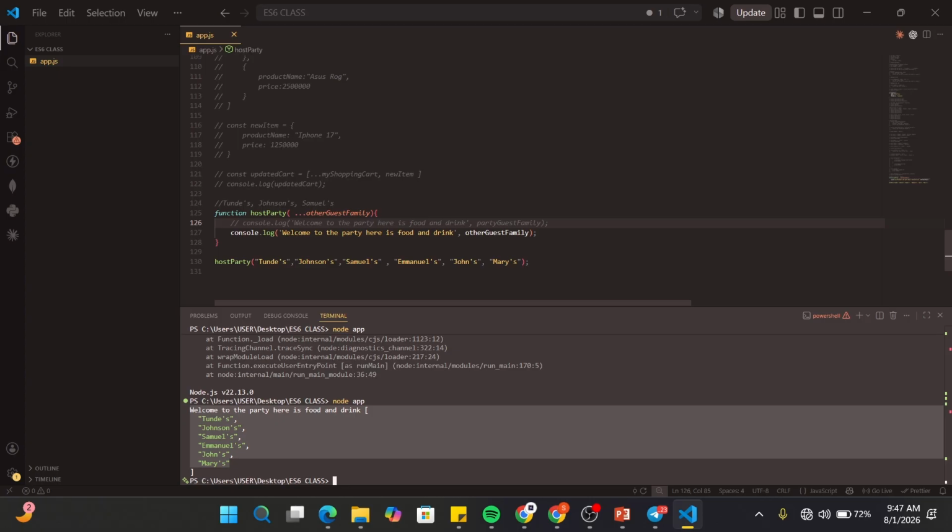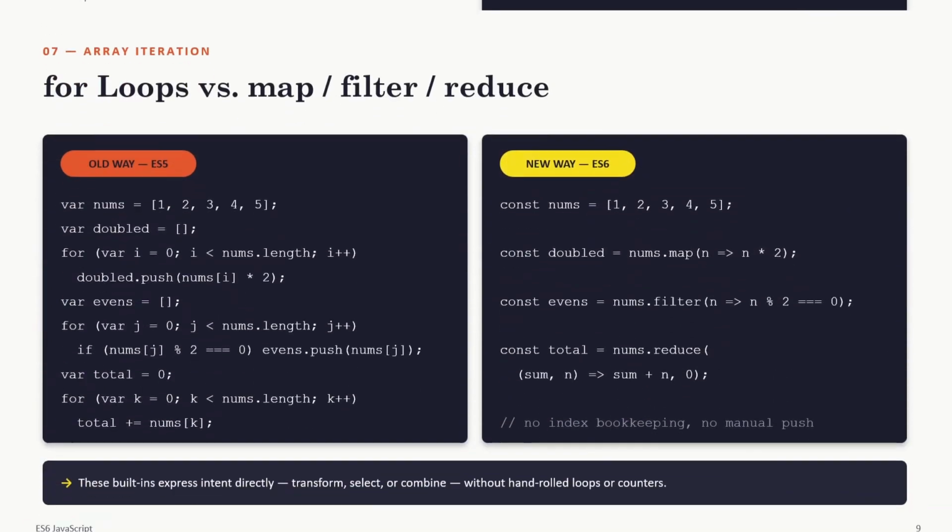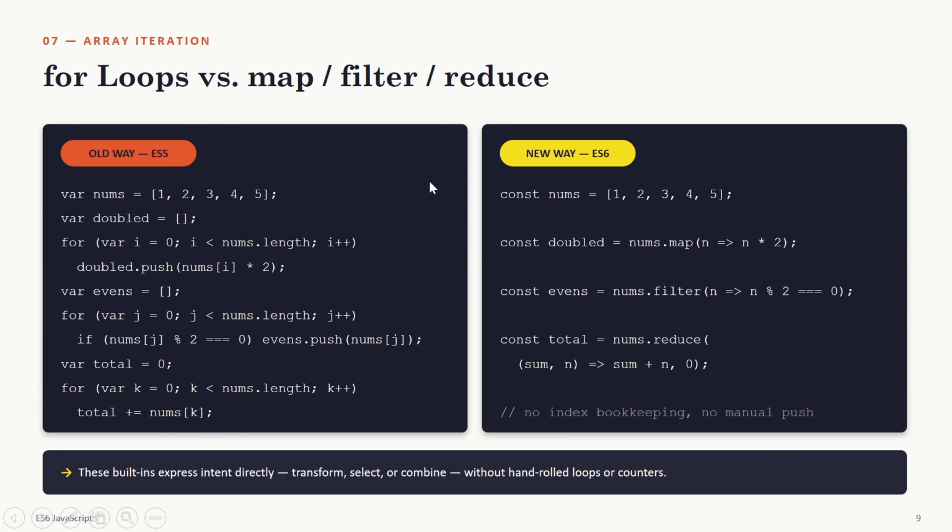So this is the benefit of REST operators. It allows us to be able to, not just this, but in this use case, it allows us to be able to pass as many arguments as possible rather than hard coding an argument. So that's that about the REST operator. So up next, we'll be moving on to the looping system in ES6.